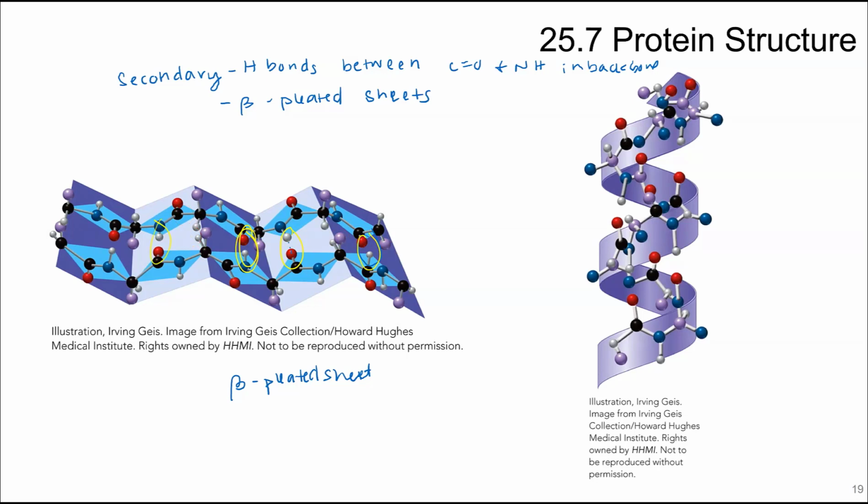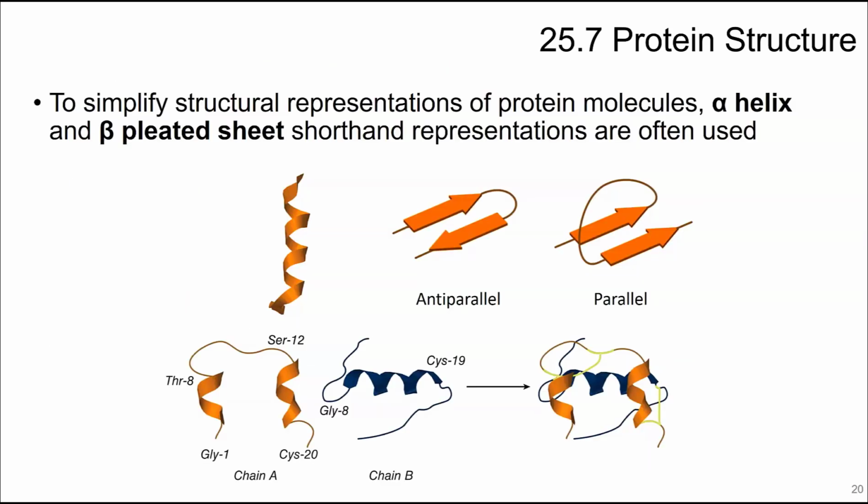And then we have the alpha helix, also held together by hydrogen bonding. And those appear along there. To simplify structural representations of protein molecules, these are used in shorthand. So if there's an alpha helix, it uses this spiral. And for beta sheets, it's usually just a flat arrow. And then if there's coils in between that have no shape, then there's not enough associations or hydrogen bonds to form either an alpha helix or a beta sheet.